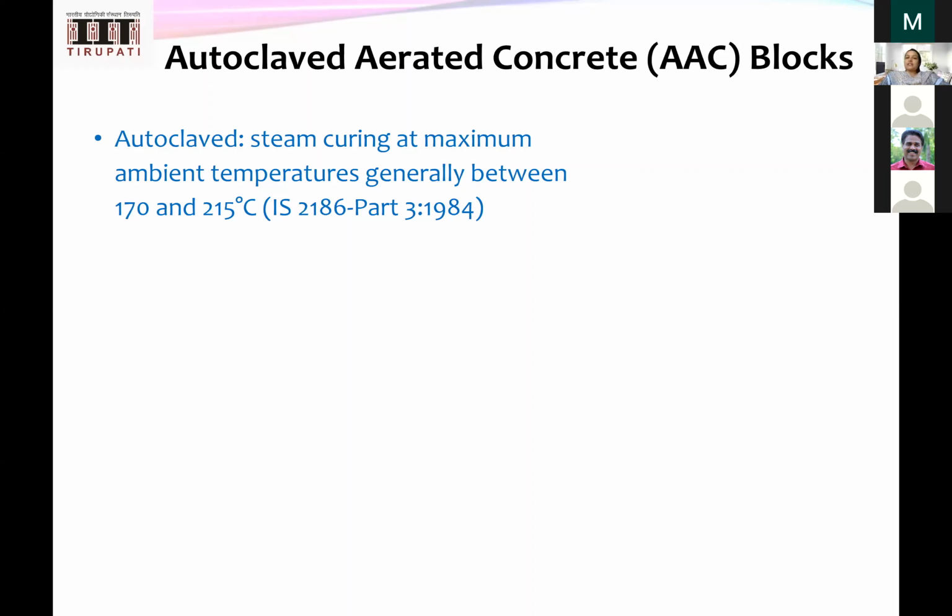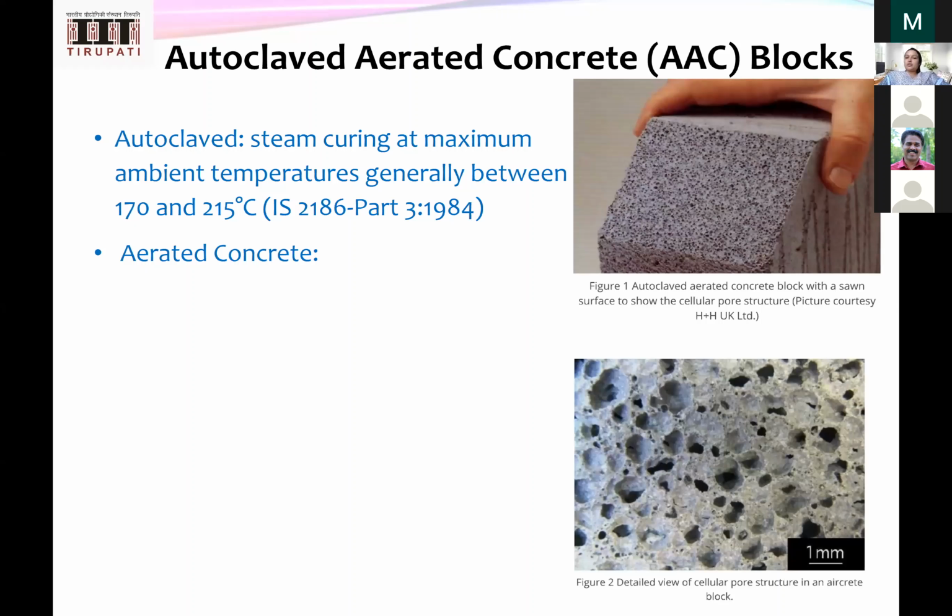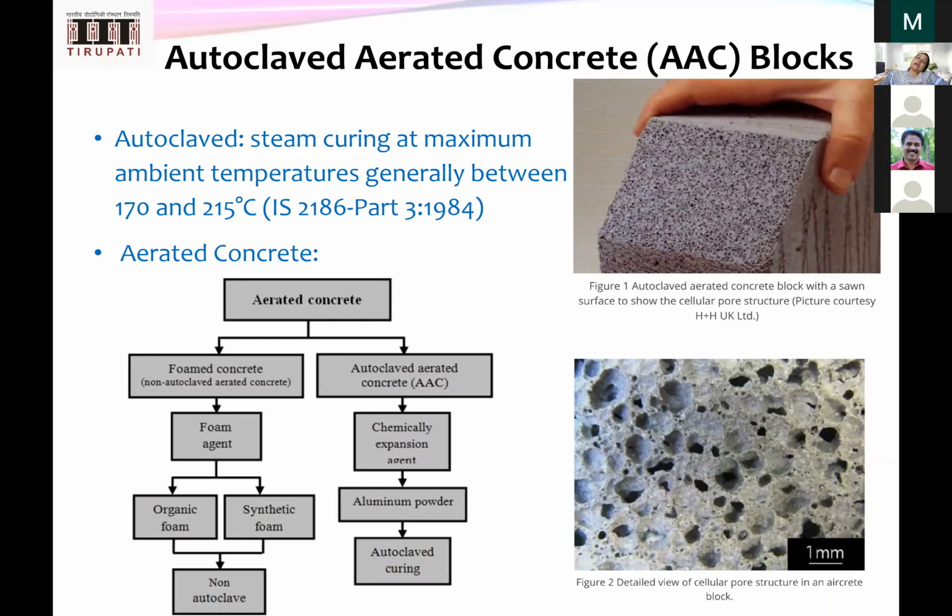Then obviously aerated: if you take a cut of an aerated AAC block, you see a lot of pores in it. If I enlarge the view of that particular area, you'll see something like this. The scale is 1 mm, so you have a lot of pores in the system. When you have pores in the system, automatically you're making it lightweight. But in aerated concrete itself, there are different possibilities in the market. Basically, foamed concrete is there, and autoclaved aerated concrete, AAC blocks, is there.